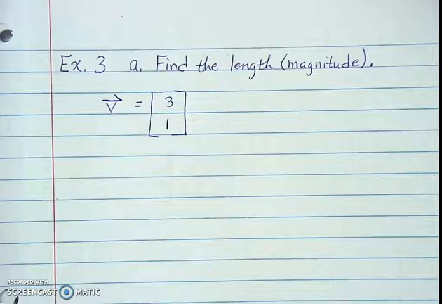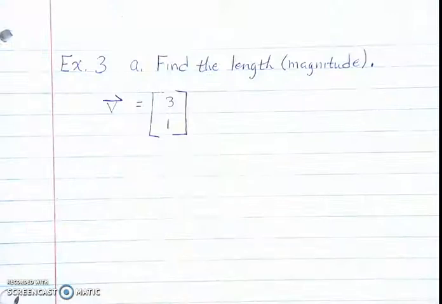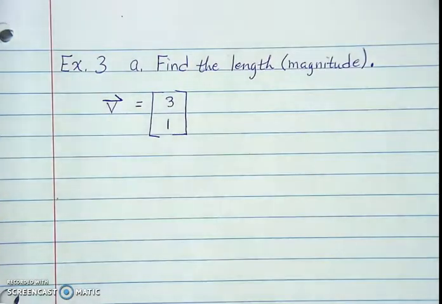All right, so here's example 3, and we're going to find the length, or in other words, magnitude. So find the length or the magnitude of the vectors that are given to us. So here's A, and there's going to be B and C for this problem. Example 3 is going to be a little bit longer, but not much. And with that, if we're going to find the magnitude, it means we're going to find our length.